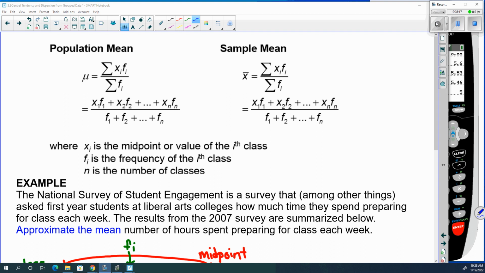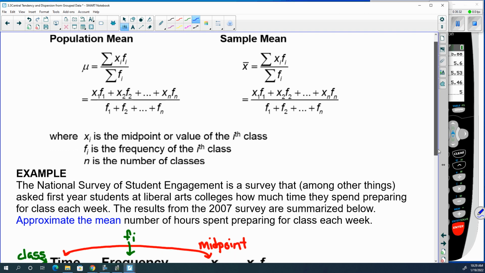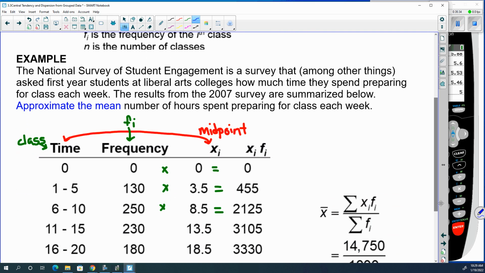Okay, so we can have weighted means with the sample and the population mean. It's the same type of thing. You're taking and you're multiplying. It says xi is the midpoint of the value in the class. So when you have the class, here I have a little example. Remember, class is like this category.